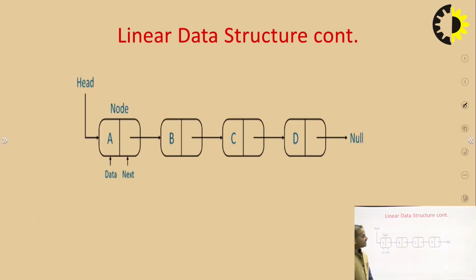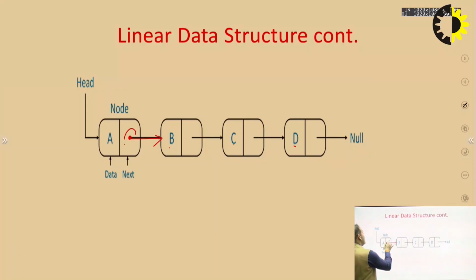Now, this is the structure of a linked list. Here we have four nodes. The first part contains information, that is A, here B, here C, and here D. And the next part contains the address of the next node. This is the pointer field, which contains the address of the next node.